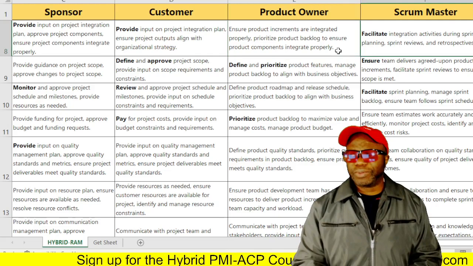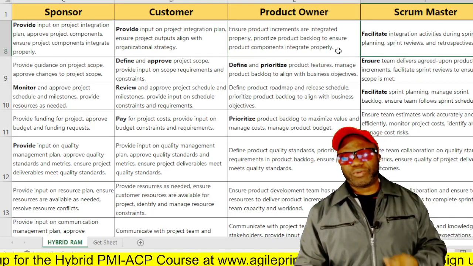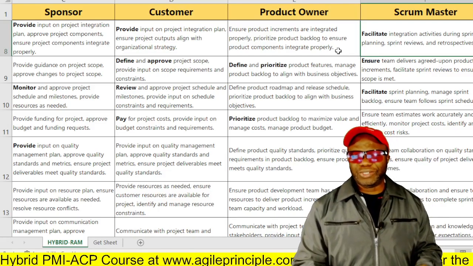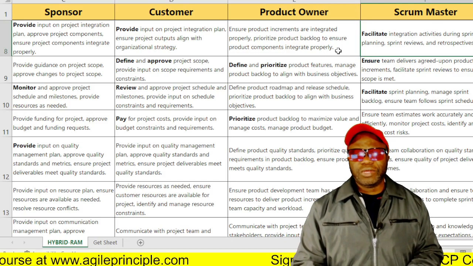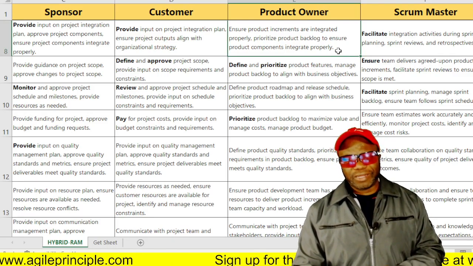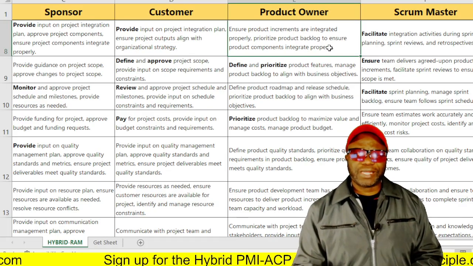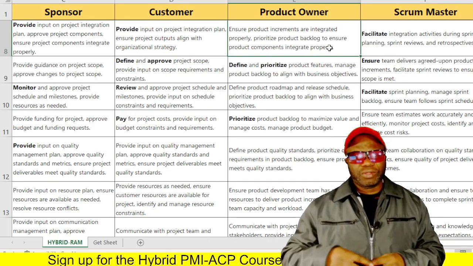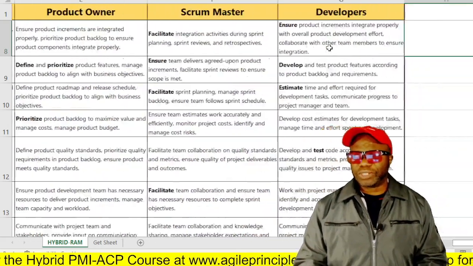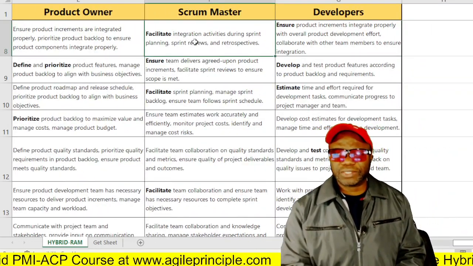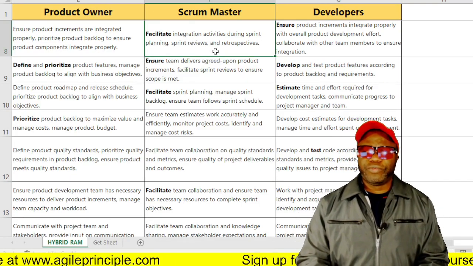So when we use the word integration here, we're not talking about the project documents like we do in PMBOK. When we talk about integration in the world of Agile, not only are we talking about integrating the moving parts of documents, we are more focused, as you can see in this language, about integrating the releases, integrating whatever increments we're getting from the project. Then we have the Scrum Master, facilitates integration activities during sprint planning, sprint reviews, and retrospectives.